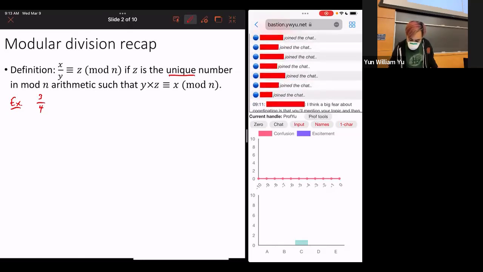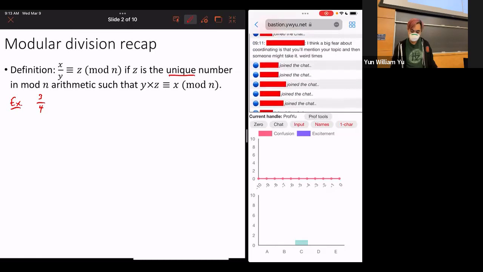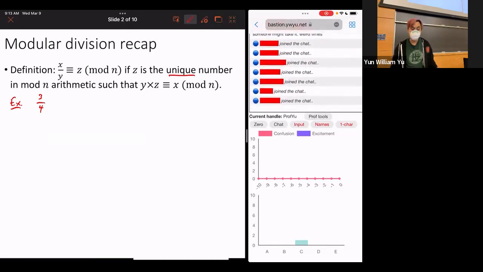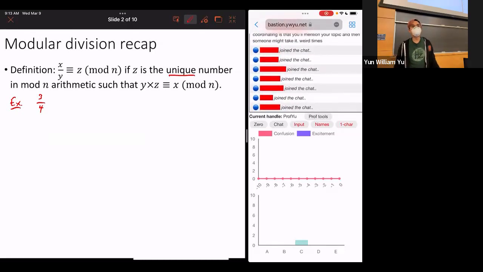Oh, we have a chat question. I think a big fear about coordinating is that you'll mention your topic and someone might take it. Well, I mean, it's one of those problems where you have to trust each other. How well do you know your classmates?